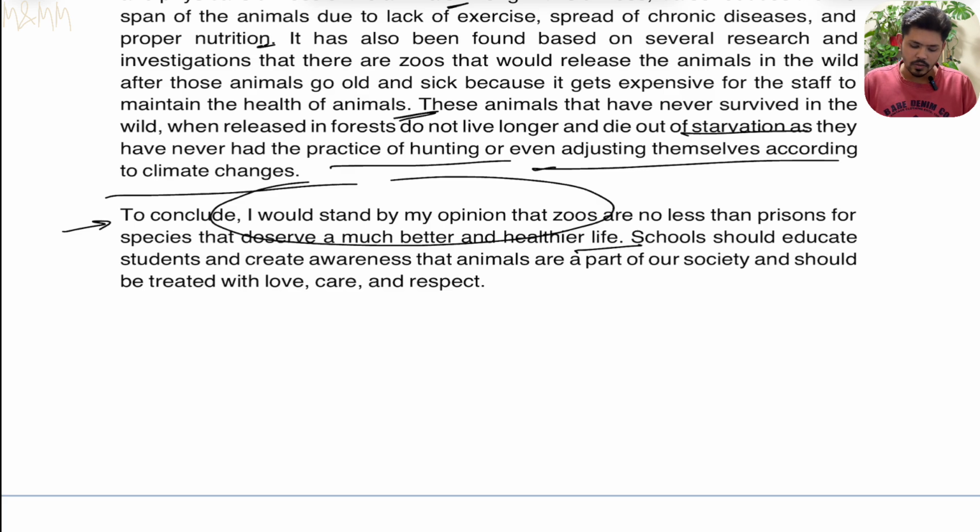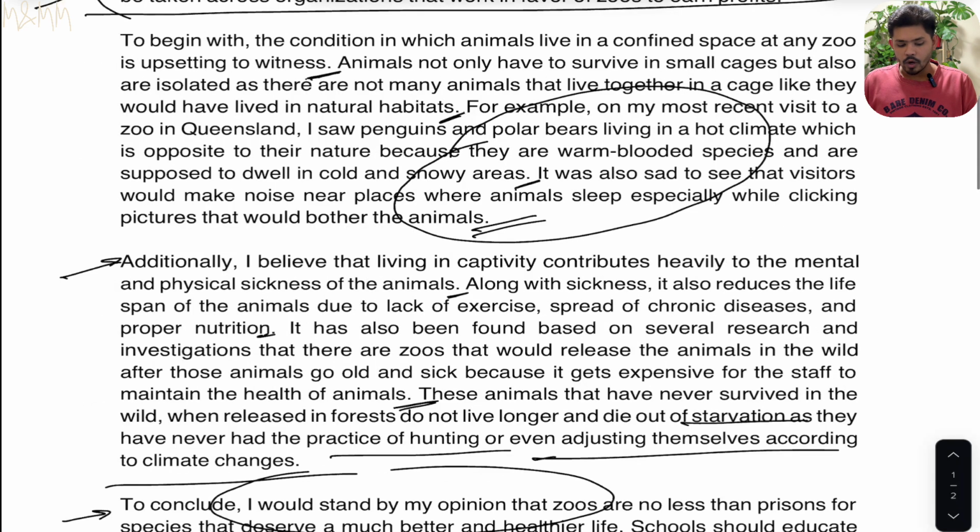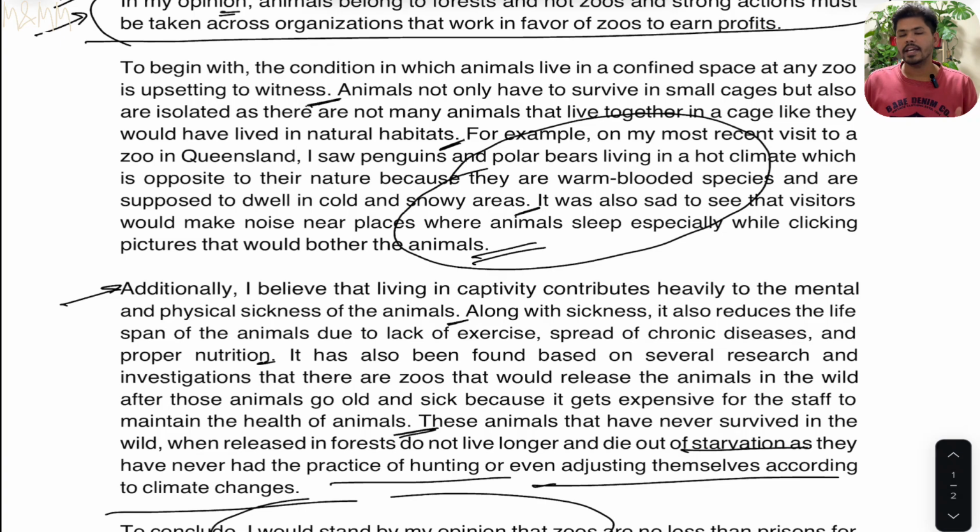Schools should educate students and create awareness that animals are a part of our society and should be treated with love, care, and respect. Now, the reason I wanted to share this answer is just to make it very clear that we should not be threatened by essay writing. We should not have nightmares about essay writing.